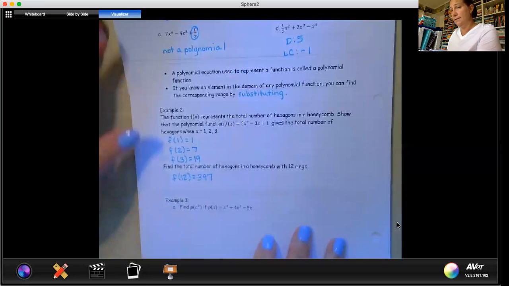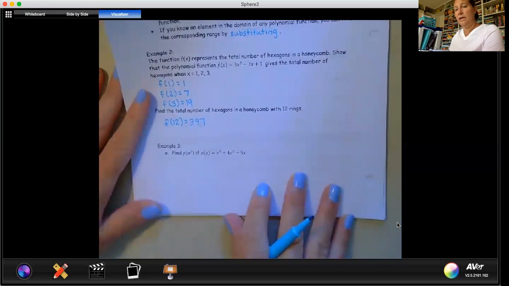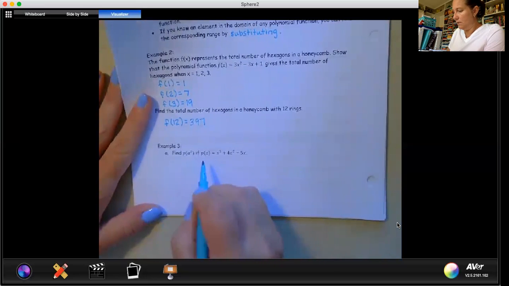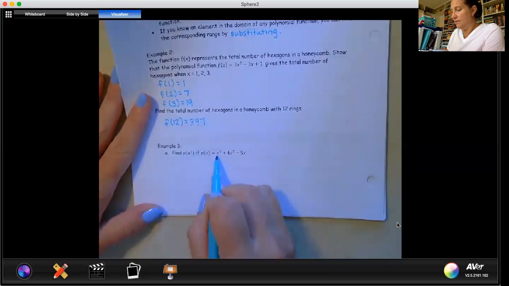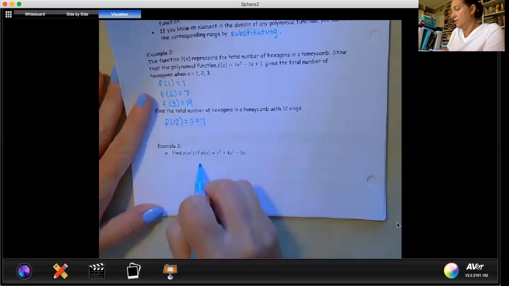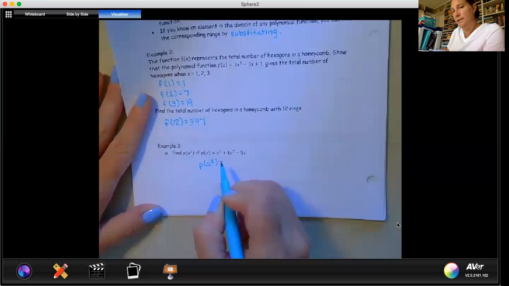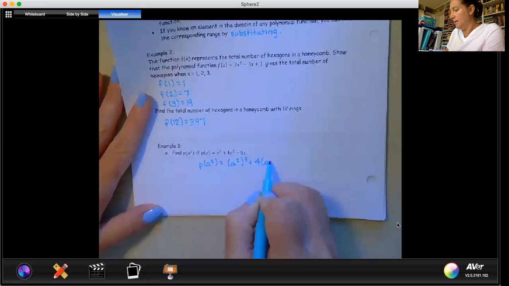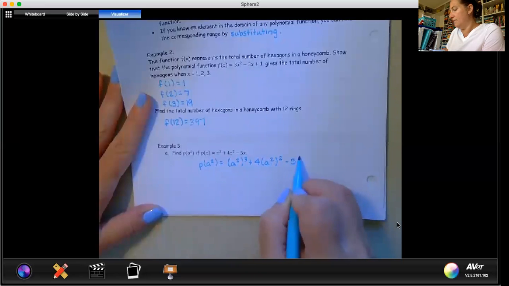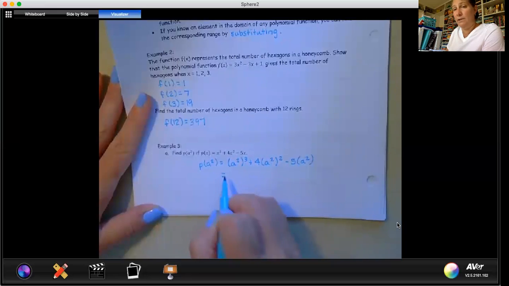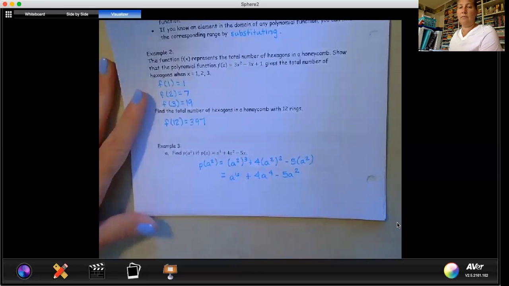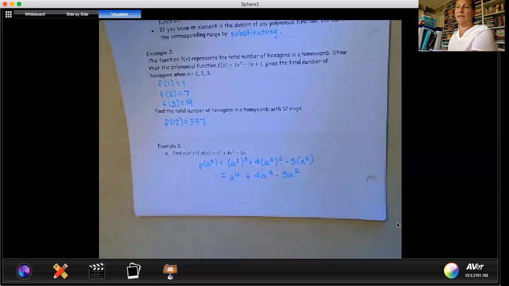Now, the store key does not come in handy in a problem like number 3. The reason is because you don't have a number in here, you have a variable. So then you just have to show your substitution. Find p of a squared if p of x is x cubed plus 4x squared minus 5x. So p of a squared, everywhere you see an x, replace it with a squared. So a squared cubed plus 4 times a squared squared minus 5 times a squared. Raise to a power, multiply the exponents. Your answer: a to the 6th plus 4a to the 4th minus 5a squared.